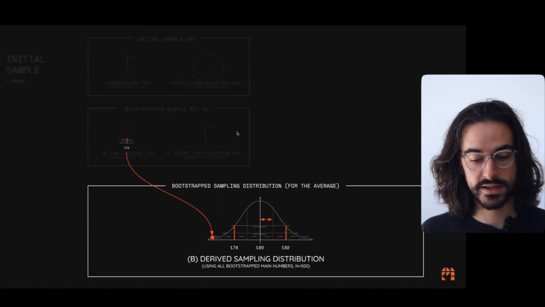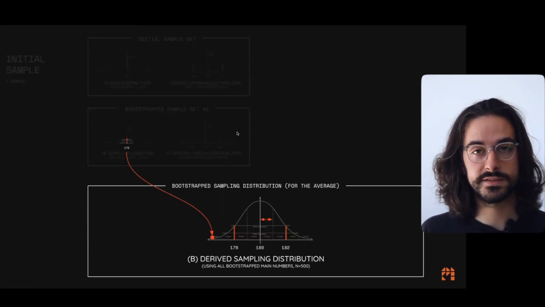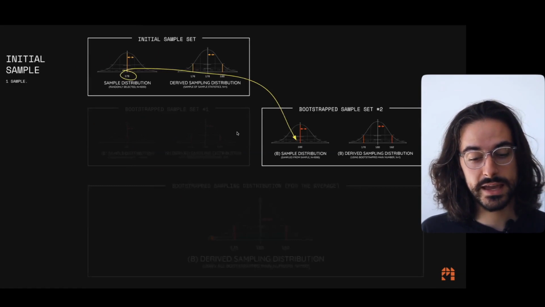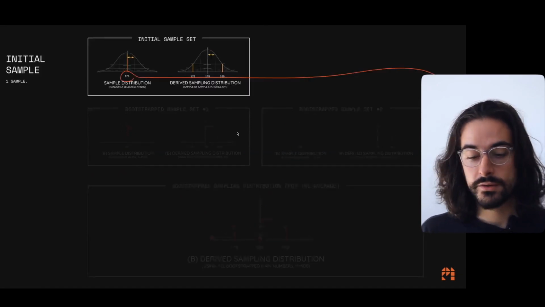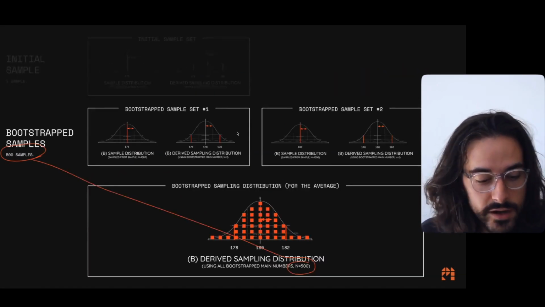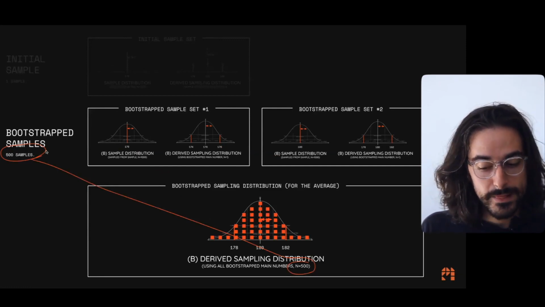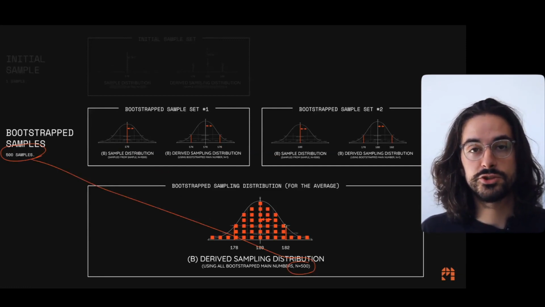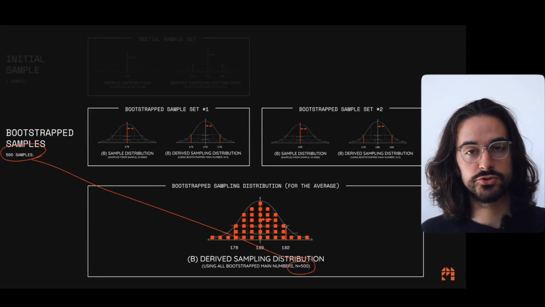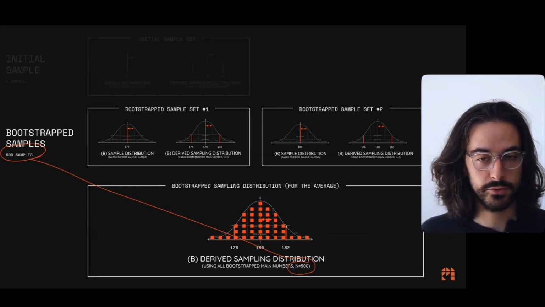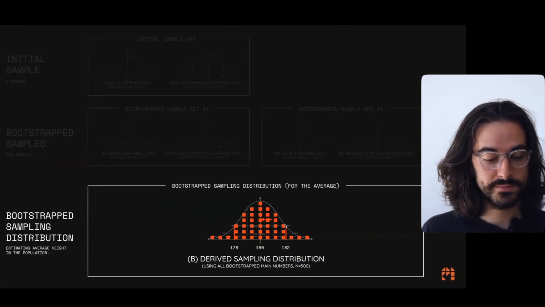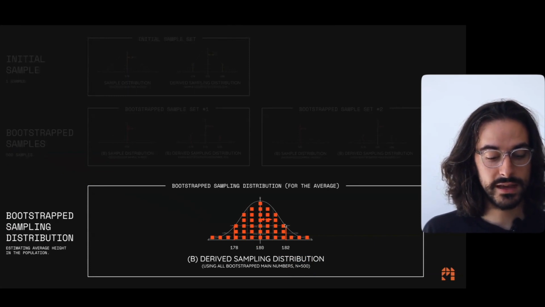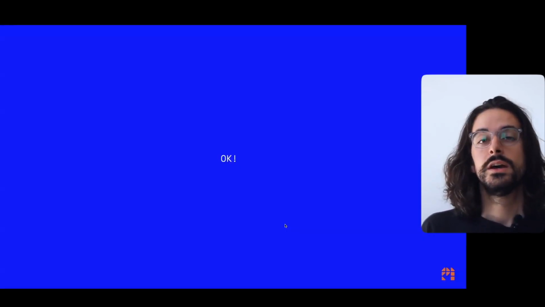So we get that 176, and we plug that into our bootstrapped derived sampling distribution. And then we can do that again. 178, new sample with replacement. We find number 180, a little higher. And then we plug that in there. Okay, cool. Then we have a third one. We do that 500 times. Then you have this bootstrap derived sampling distribution coming from 500 bootstrapped samples or bootstrapped sample sets. So this is what we call the bootstrapped sampling distribution. Here we're estimating the average height in the population.